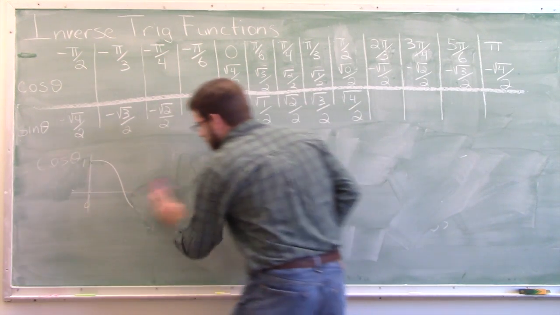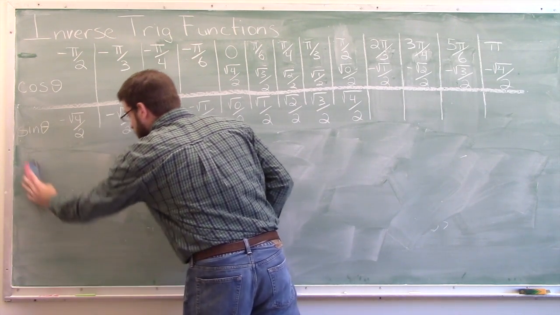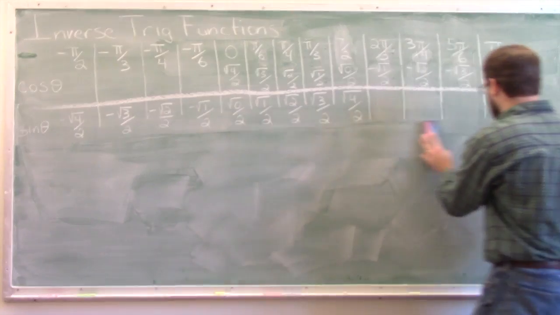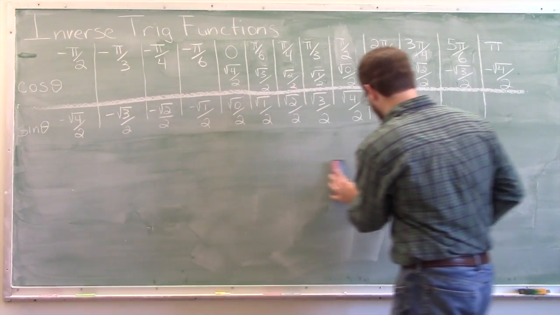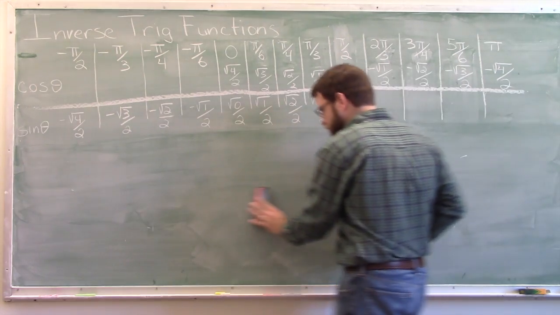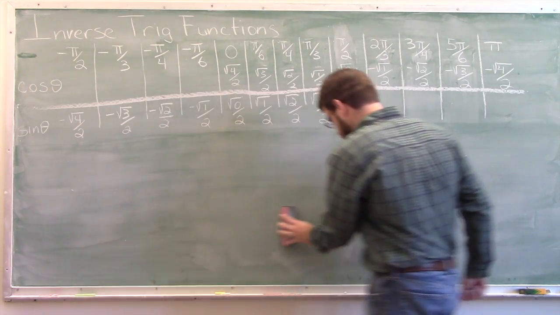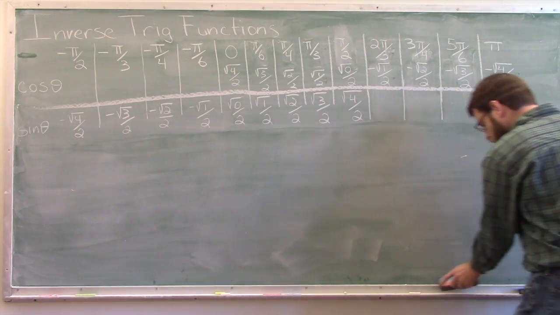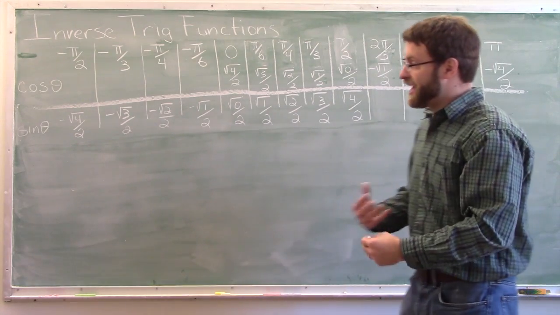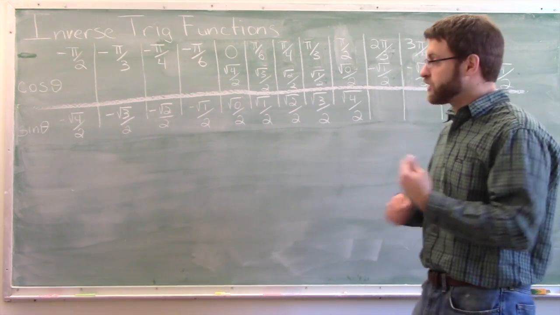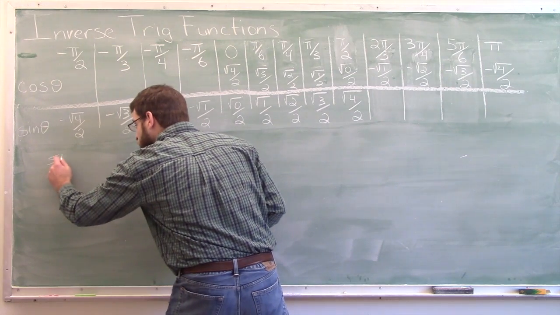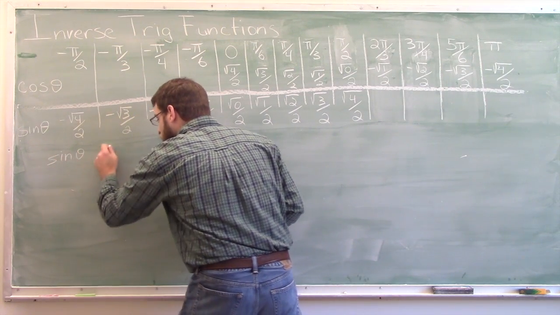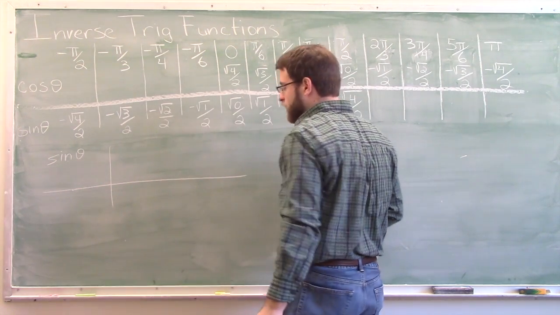Just like cosine, when we're trying to define an inverse function for sine, we have to restrict the domain so that sine is 1 to 1. Okay? We know that if we look at sine globally, if we allow the argument to be any angle whatsoever, sine is going to reuse values. So let's plot a quick graph of the sine function.